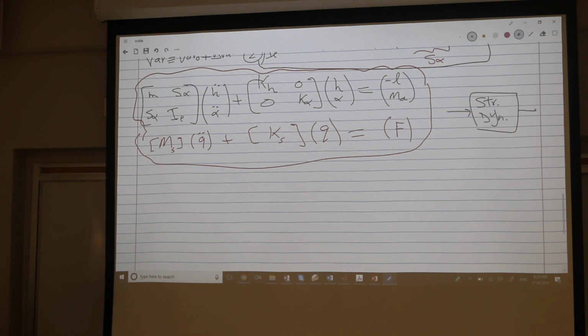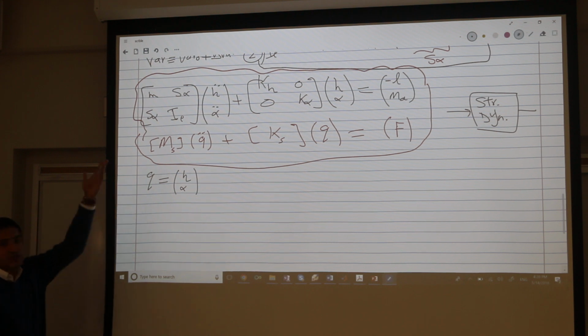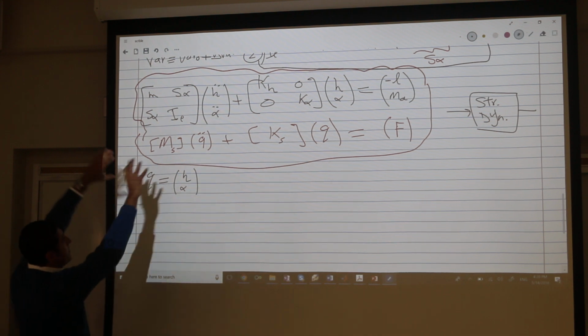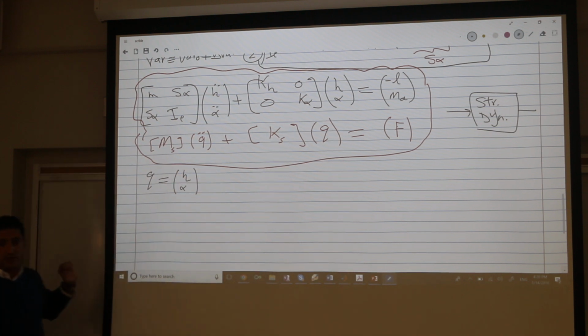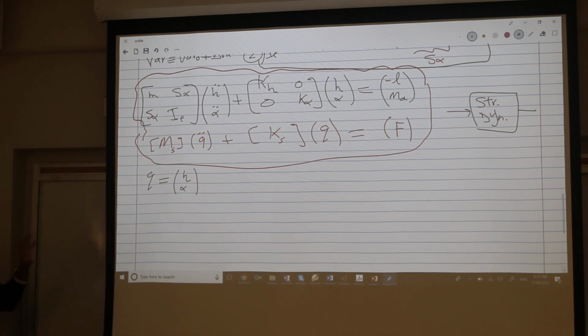What's the input and what's the output? So Q here, you may have noticed, is just your h and alpha, your coordinates, what we call in dynamics configuration coordinates, your degrees of freedom basically. Okay. Any question about this red equation? Please, if you have any question about the derivation of this red equation, we have to stop. If you accept it, we can move on. Any question about it?